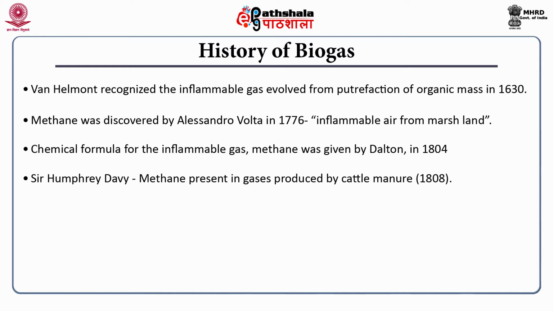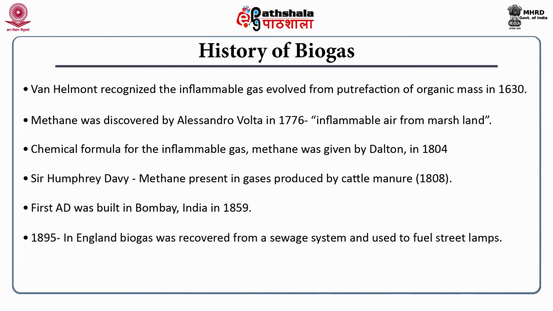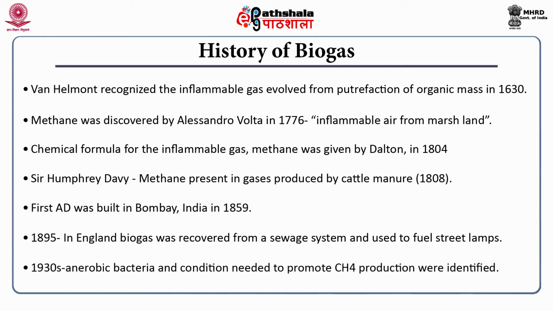The anaerobic digestion of organic waste for methane production was explored since 1897 with the installation of the first anaerobic digester, which was built at Matunga Lepers Asylum in Bombay, in India. It was installed in 1859, and biogas was recovered from a sewage system in England in 1895 and used to fuel street lamps. The anaerobic bacteria and the conditions needed to promote methane production were identified in 1930.